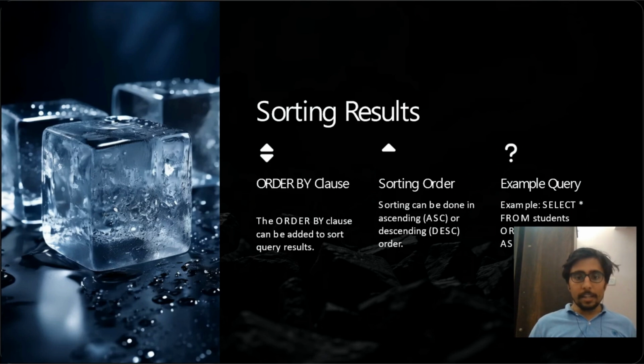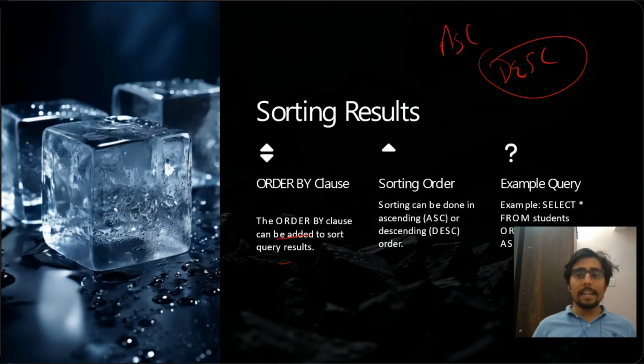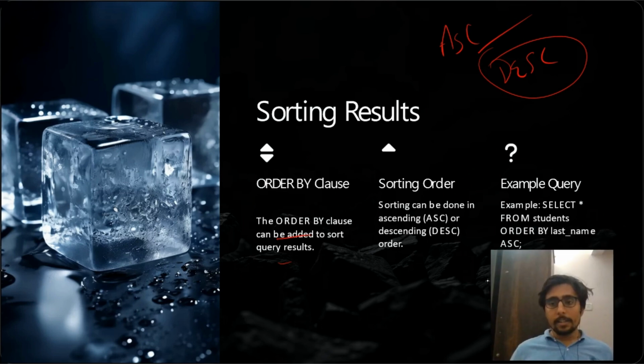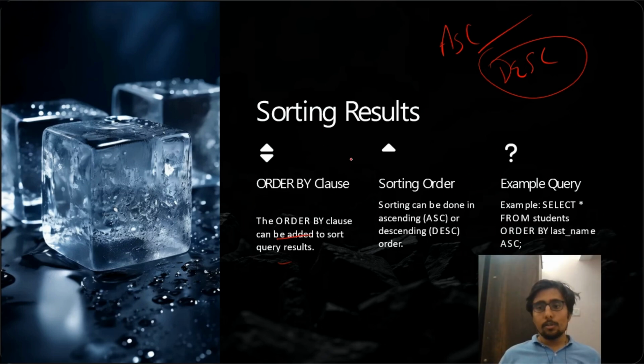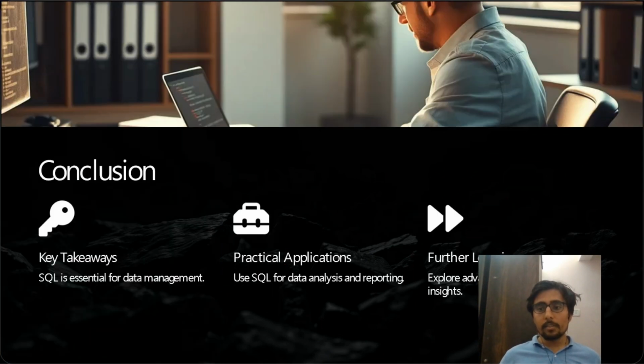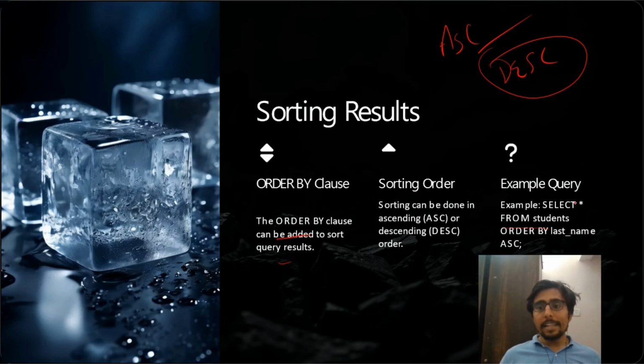The ORDER BY clause can be added to sort query results. You can use either ASC or DESC. DESC gives the result in descending order, and ASC is the default, so if you don't use either, it will take ascending order. For example, select star from students order by last name ASC. They are ordering on the basis of last name, so whoever's last name starts with A, B, C, D will come first, and it keeps increasing. This is all about the ORDER BY example.